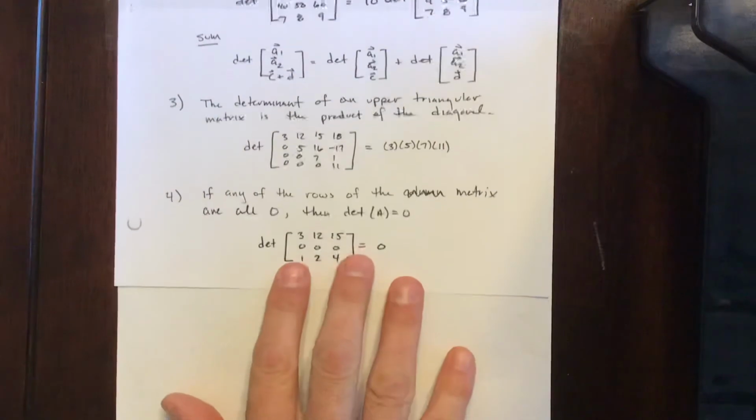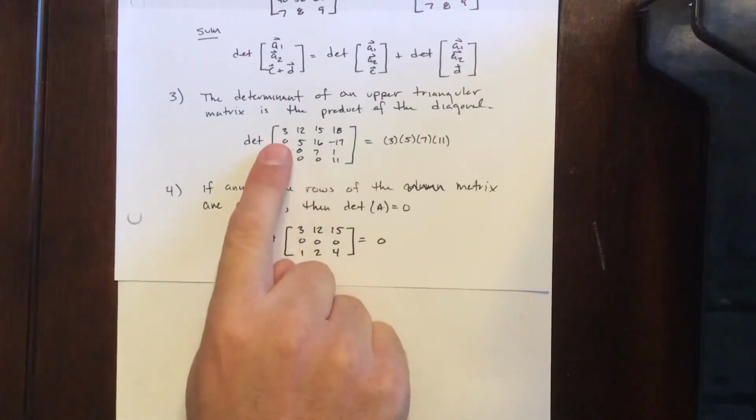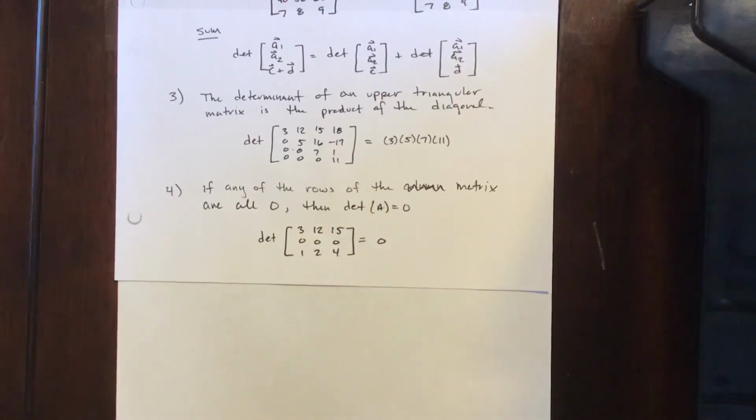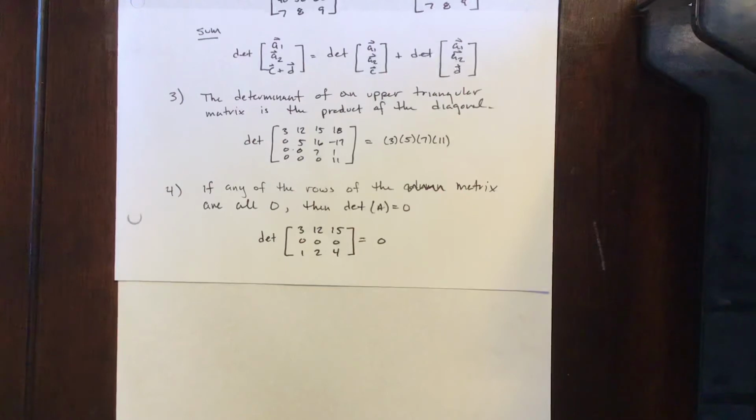Okay. Moving forward. The determinant of an upper triangular matrix is the product of the diagonals. So this is an upper triangular matrix, so the determinant is 3 times 5 times 7 times 11, whatever number that is. It doesn't matter what any of the numbers are in the upper triangle. If any of the rows of the matrix are all 0, then the determinant is 0.